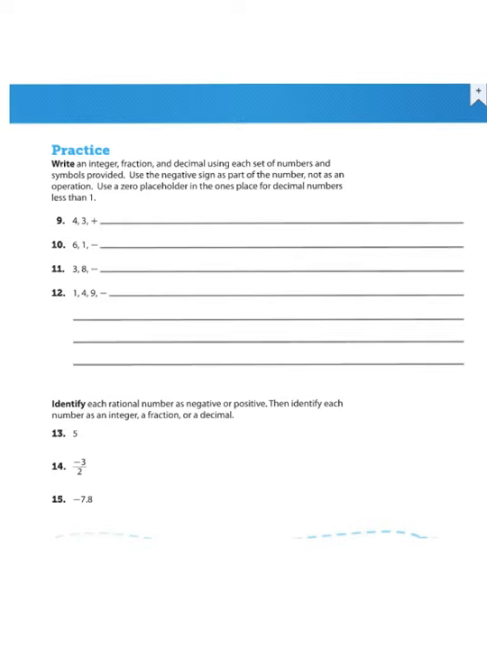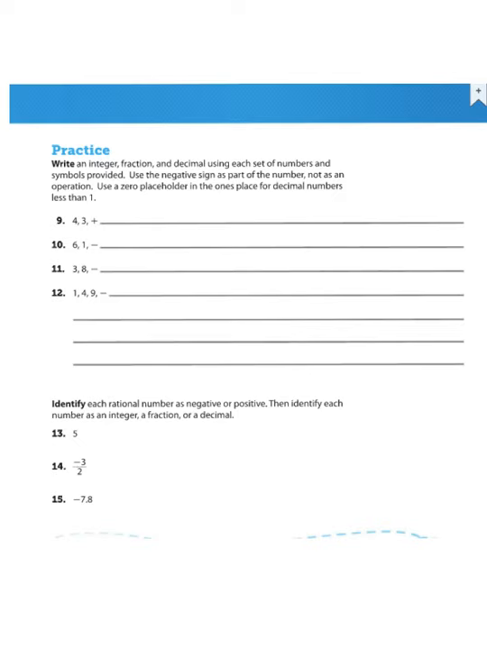On the practice, they want us to write an integer, fraction, and decimal using each set of numbers and symbols provided. Use a negative sign as part of the number, not as an operation. And then we're going to use a 0 placeholder in the ones place for decimal numbers less than 1. Okay, so you're like, what in the heck does that mean? Well, we're just going to take these numbers here and play with them. We're going to make them into an integer, a fraction, and a decimal, okay? And all of these that we make are going to be positive because there's a positive sign right there, okay?